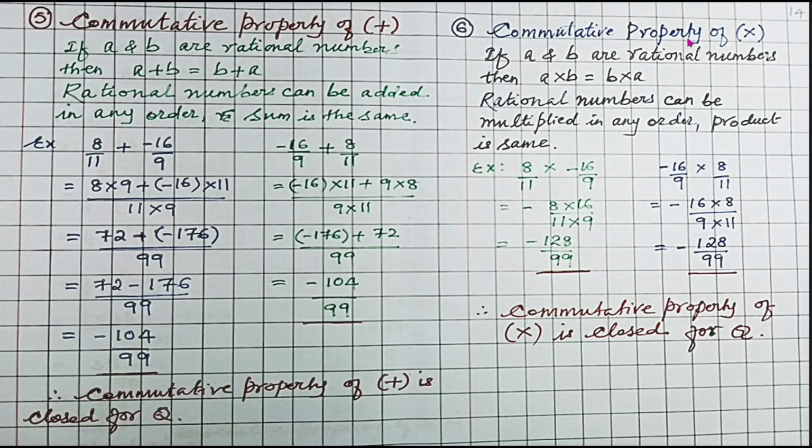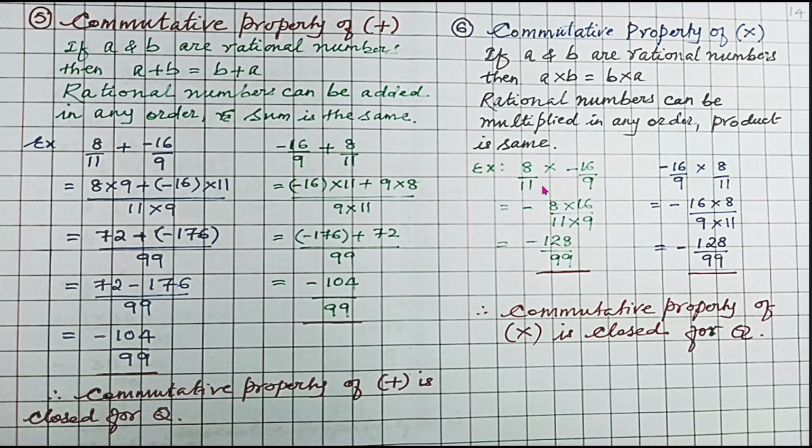Now let us talk about the commutative property of multiplication. If a and b are rational numbers, then a cross b, that means a multiplied by b, is the same as b multiplied by a. That means rational numbers can be multiplied in any order, the product is the same. Let us take an example.